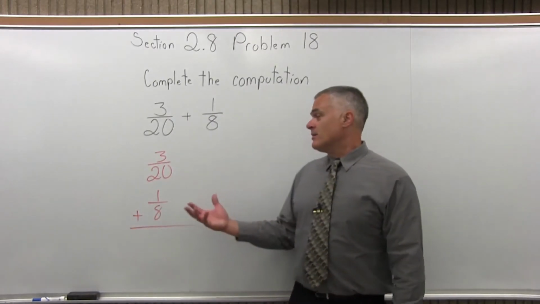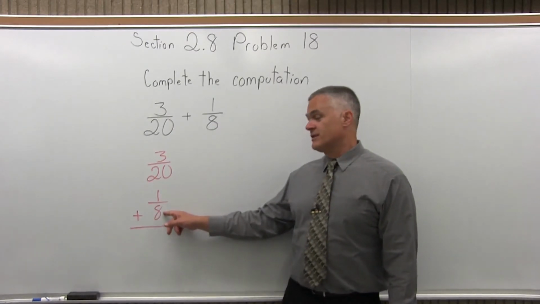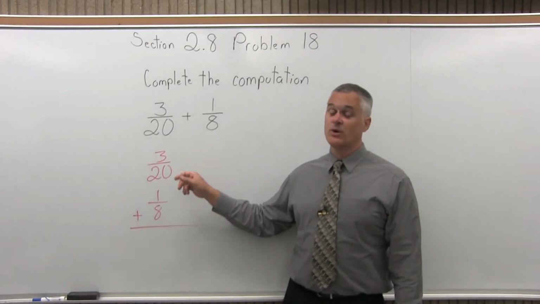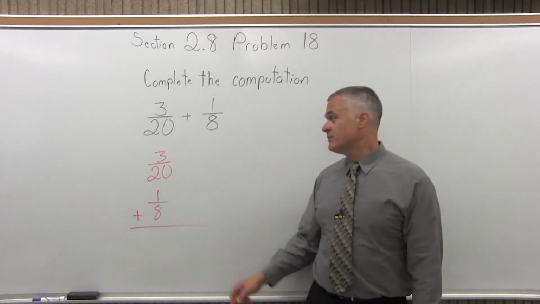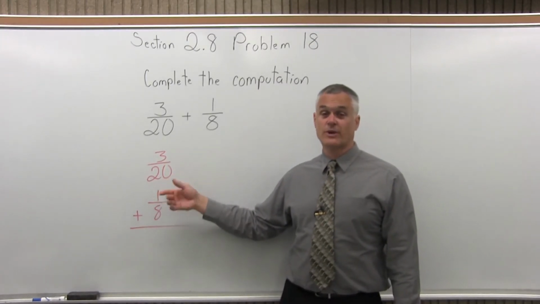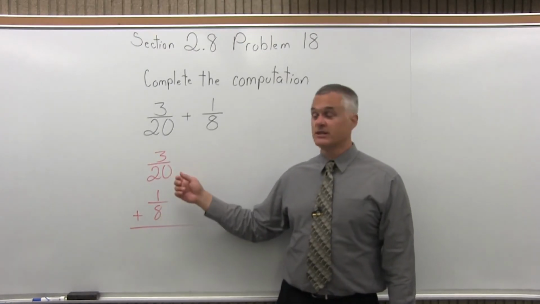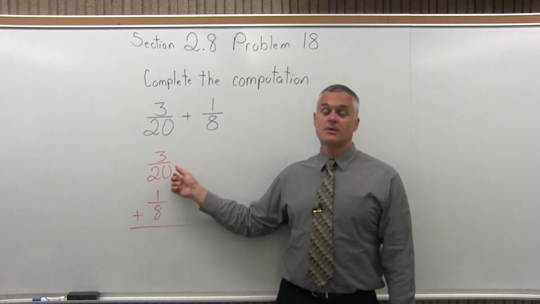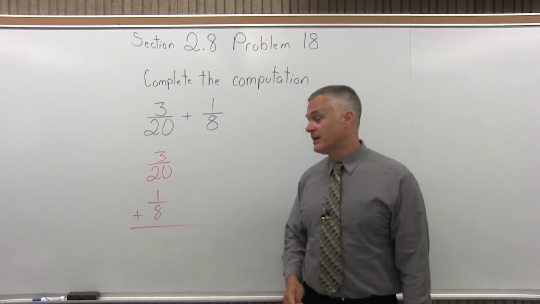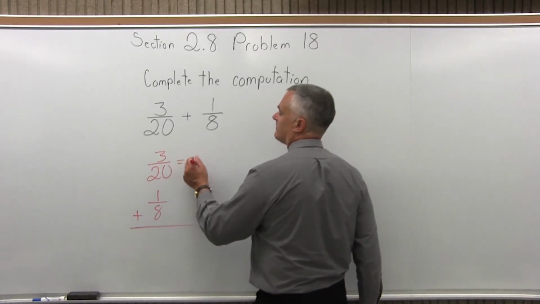Now, when the denominators are different, I'll start by asking, will the smaller denominator, in this case 8, divide into the larger denominator of 20 evenly? And it won't. 8 does not divide into 20 evenly. So then what I do is take the larger denominator, which for this problem is 20, and double it, and then see if the smaller denominator will divide into it evenly. If I double the 20, it becomes 40. Will 8 divide into 40 evenly? It will. 8 times 5 is 40. So 40 is my lowest common denominator.